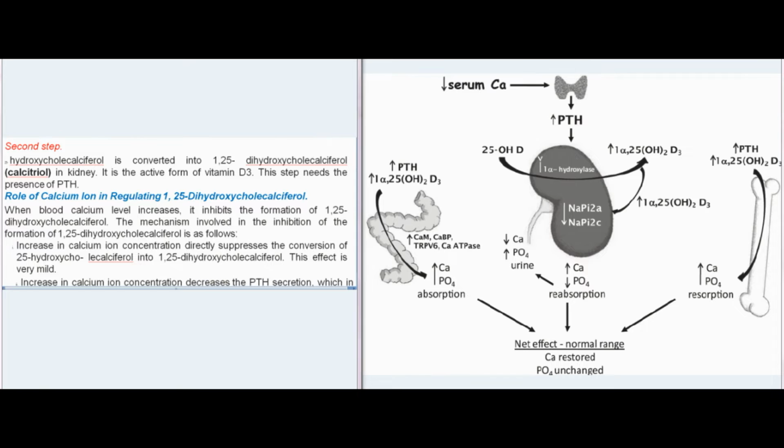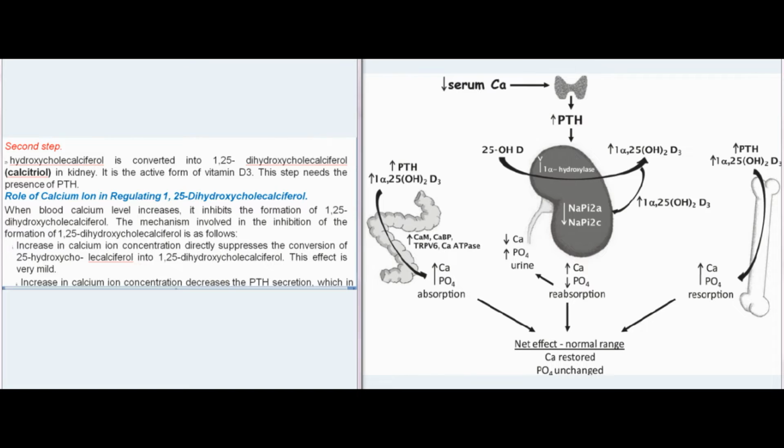Role of calcium ion in regulating 1,25-dihydroxycholecalciferol. When blood calcium level increases, it inhibits the formation of 1,25-dihydroxycholecalciferol. The mechanism involved in the inhibition of the formation of 1,25-dihydroxycholecalciferol is as follows: increase in calcium ion concentration directly suppresses the conversion of 25-hydroxycholecalciferol into 1,25-dihydroxycholecalciferol. This effect is very mild.